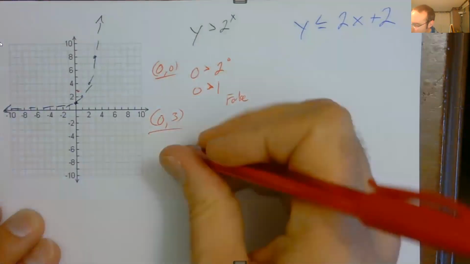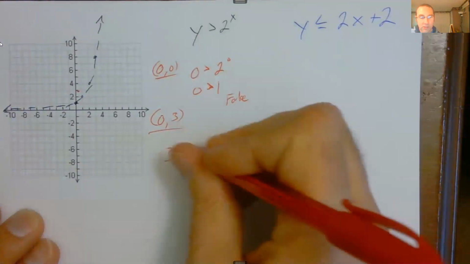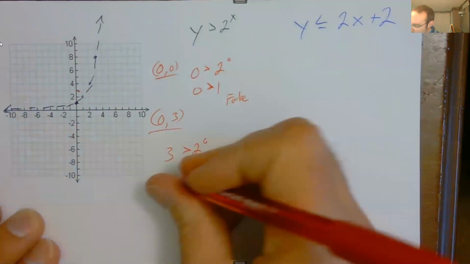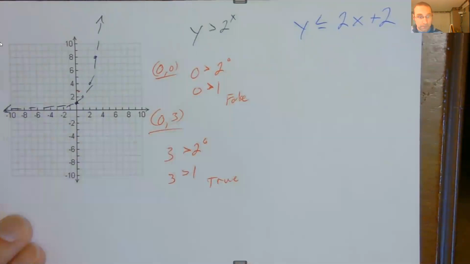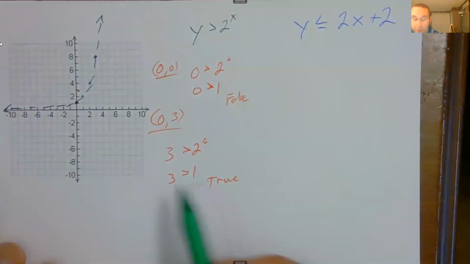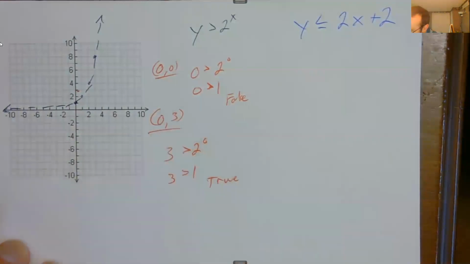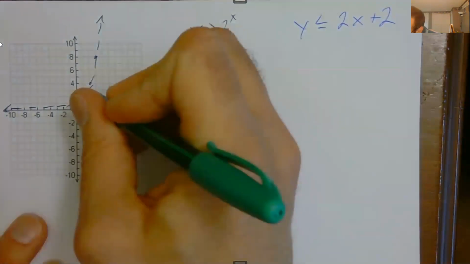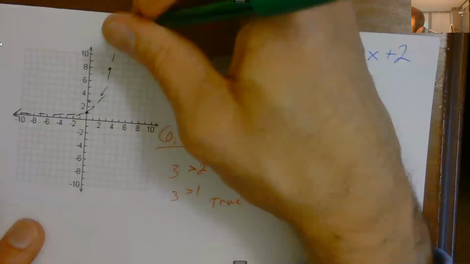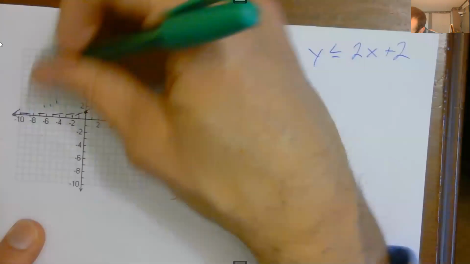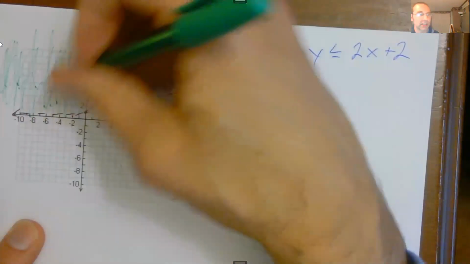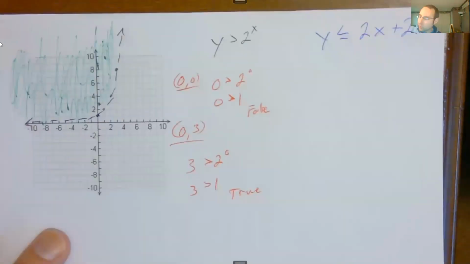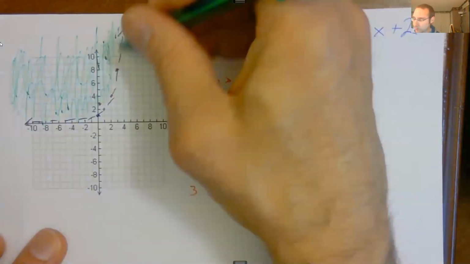All right, let's try 0, 3. So I put 3 in for y. Is that greater than 2 to the 0? And is 3 greater than 1? Sure is. That's true. So we want to shade on the side that includes 0, 3, not 0, 0. So here it is. Here's 0, 3, and we're going to shade on the side that includes 0, 3. All of that stuff above that curve.